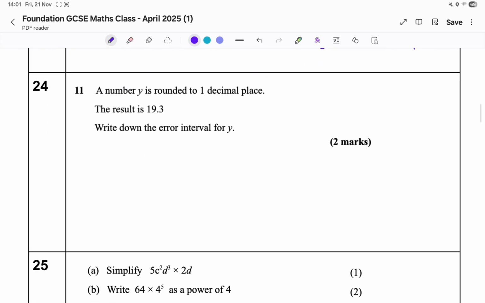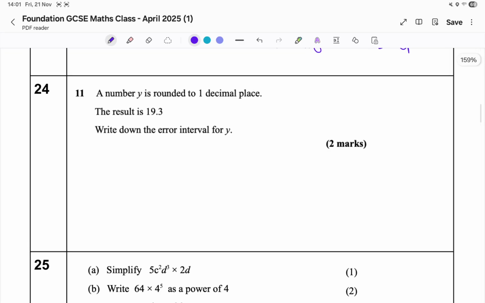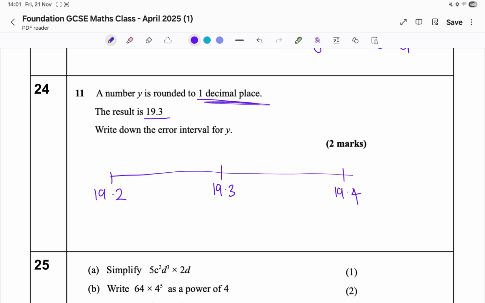Right, error interval. A number y is rounded to one decimal place. The result is 19.3. Write down the error interval. Error interval is basically saying, before rounding, what's the range in which the number can be before it gets rounded. How you do this question is, I always do a number line and I put 19.3 in the middle. And then I always do the next number up, so 19.3 add 0.1 is going to be 19.4, and the next number down is going to be 19.2, because it's rounded to one decimal place. So you're going to add one decimal place up, one decimal place down.